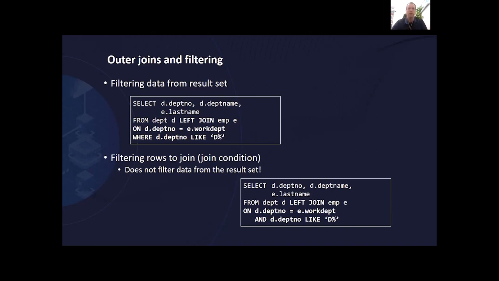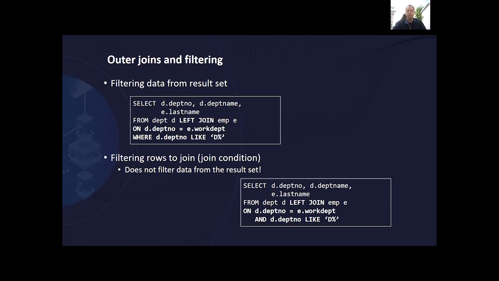Now the important thing is how you do filtering on outer joins. As I mentioned for the inner joins, it doesn't matter if you have the filtering predicate on the where or on the join, but now it really matters. If you want to do filtering, you have to have the predicates on the where clause. So let's say we have this example where we do the left join from the department table and employee, and we only want to see the rows from the departments that start with D.